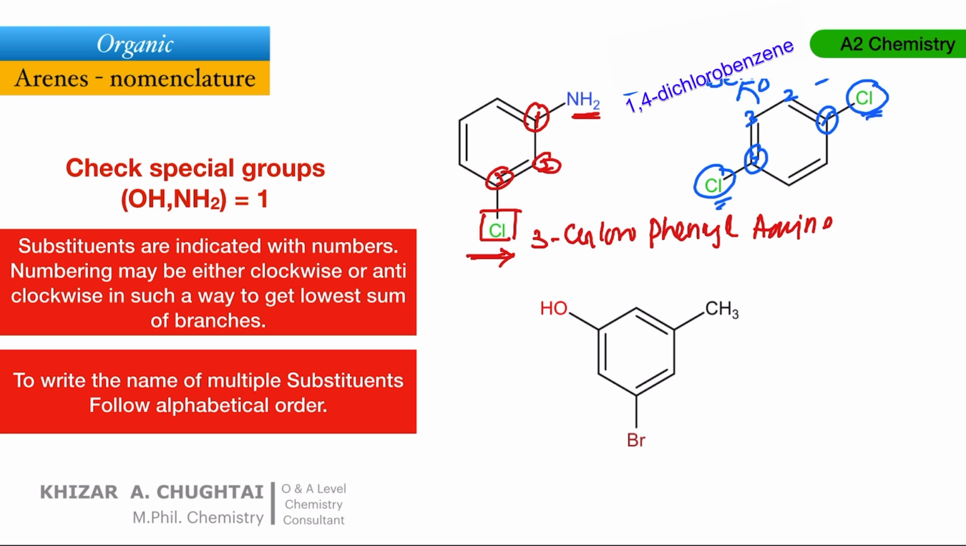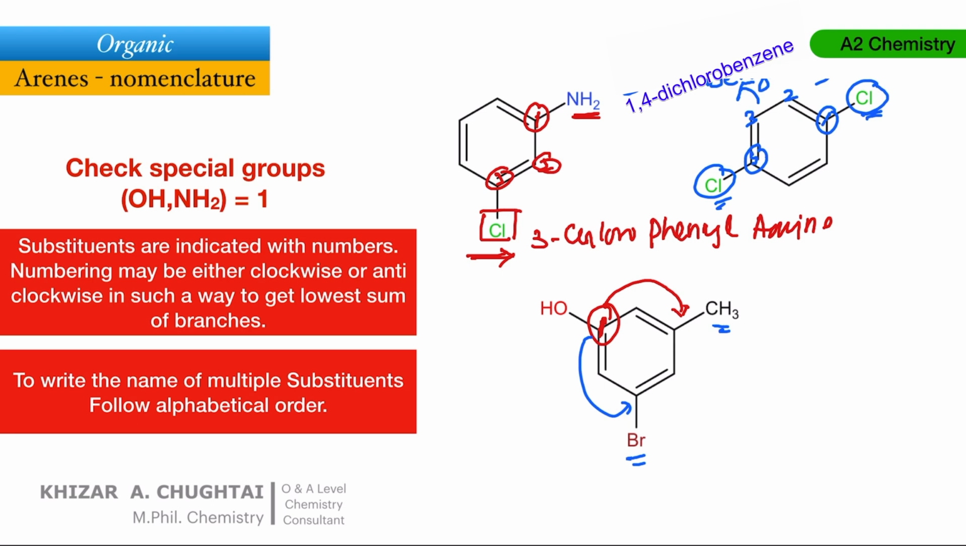If 3 substituents are there, in this case you can see that one is the special group, that is the OH group, and the others are simple substituents. Its carbon will be carbon number 1. Now I'm going to mark the branches, and whether you move clockwise or anti-clockwise, in both ways the numbering of CH3 and Br is going to be the same.